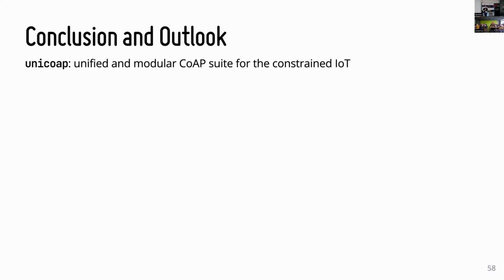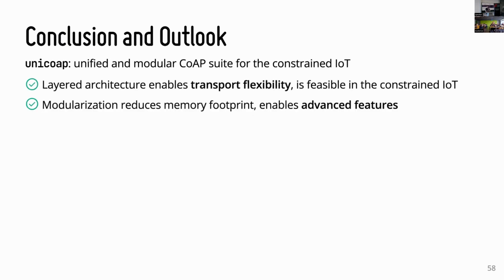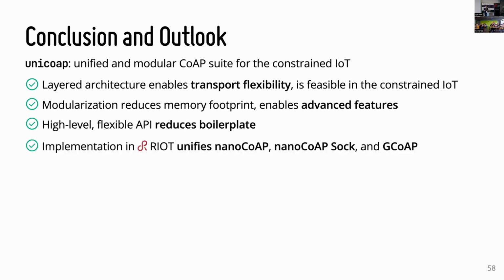So what we have is a modular CoAP suite for RIOT. We've got a flexible transport API. We can support advanced features. The API is designed in a way that reduces boilerplate. And we can unify the existing three CoAP or partial CoAP implementations in RIOT.